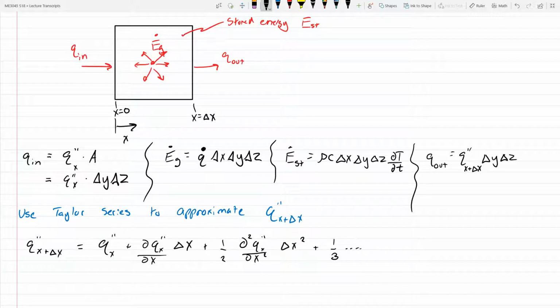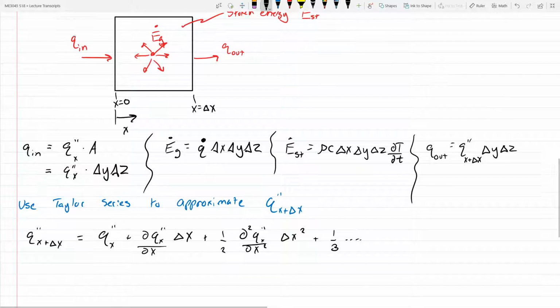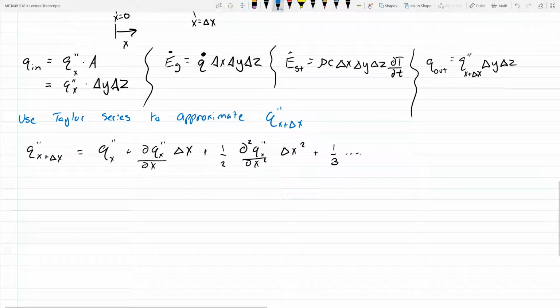This is the infinite series that we use to approximate a function by the value at a nearby point, right? So we're going to go ahead and use just this first term here, or these first two terms, I should say, which are known as a first order Taylor series. Okay, and we're going to drop everything else.